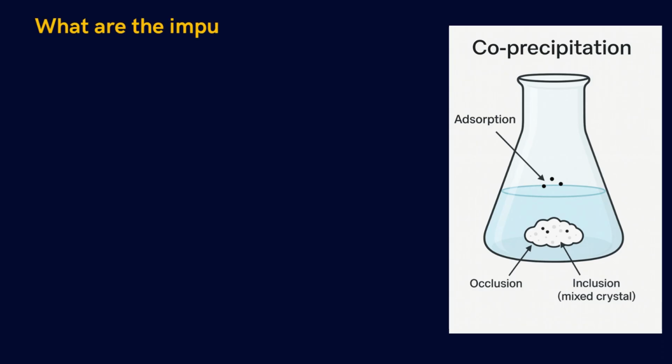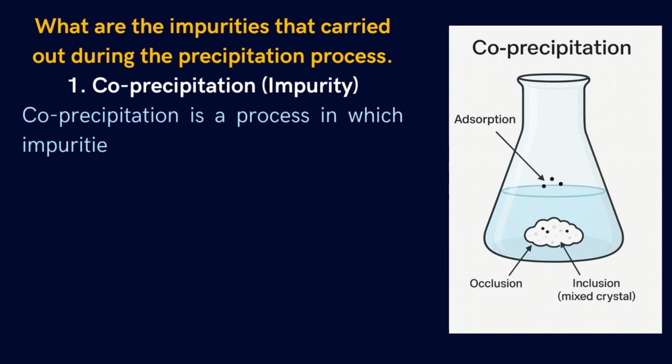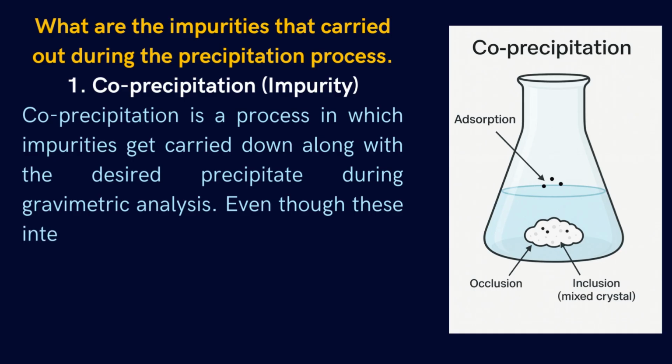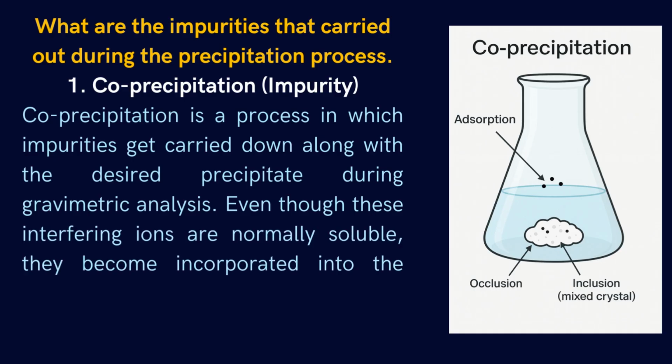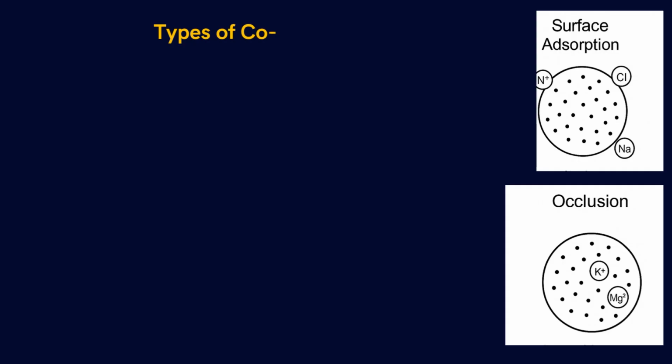Here we will learn what impurities are carried along during the precipitation process. First one is co-precipitation, a process in which impurities get carried down along with the desired precipitate during gravimetric analysis. Even though these interfering ions are normally soluble, they become incorporated into the precipitate because of physical or chemical interactions. Let us look at the different types of co-precipitation.